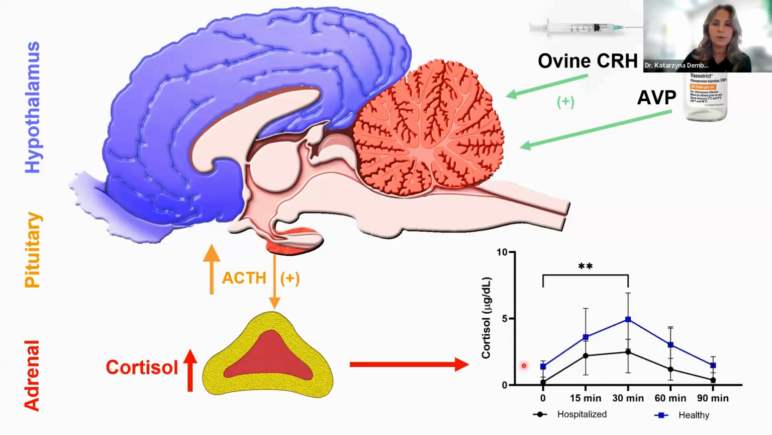So here we have a baseline cortisol in 2 groups of foals. We have healthy foals, that's the blue squares, and then the black circles, those are hospitalized foals. You can see that there is a significant increase in cortisol concentration 30 minutes after, in this case, a vasopressin stimulation. And that increase in cortisol in hospitalized foals is lower.